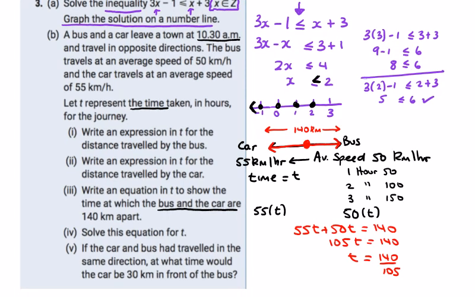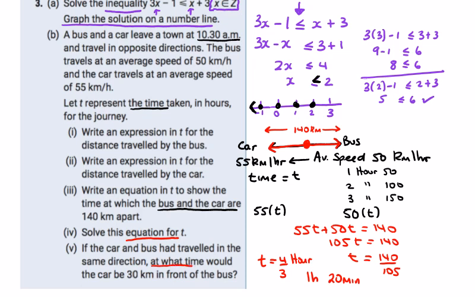And that does divide evenly. 35 went into both of them. So t is equal to 4/3 of an hour. And 1/3 of an hour is 20 minutes. So this will be 1 hour and 20 minutes. And then solve this equation. That's what we've done. We solved the equation.